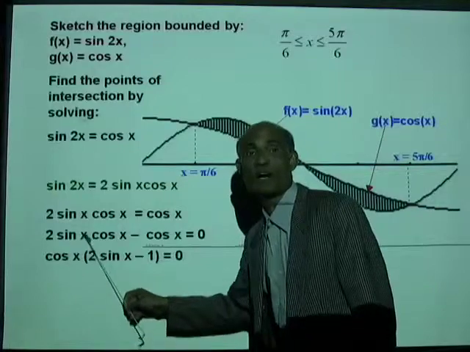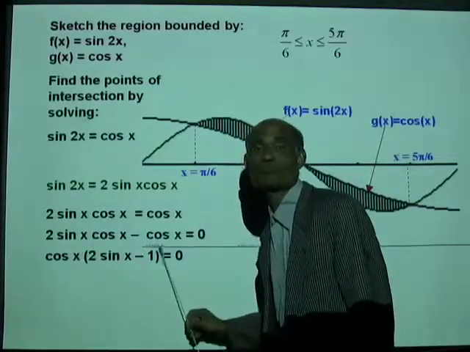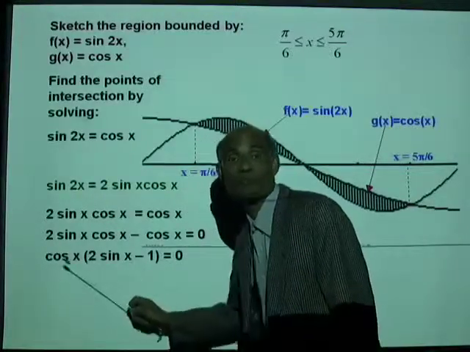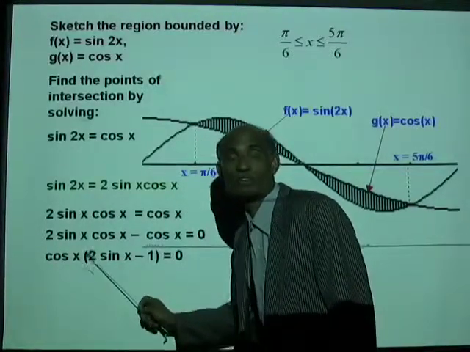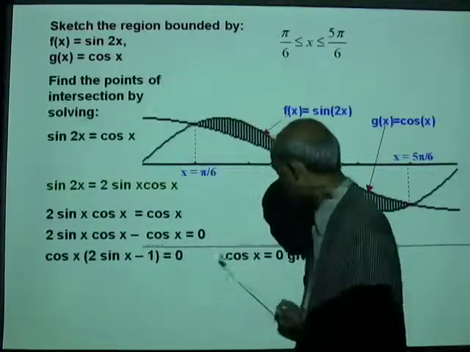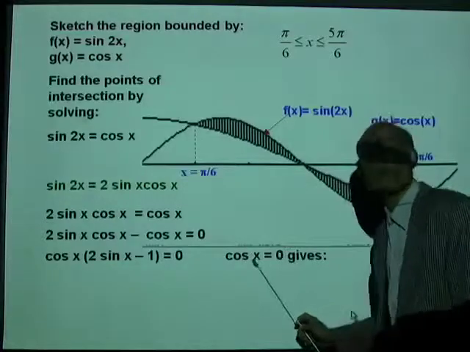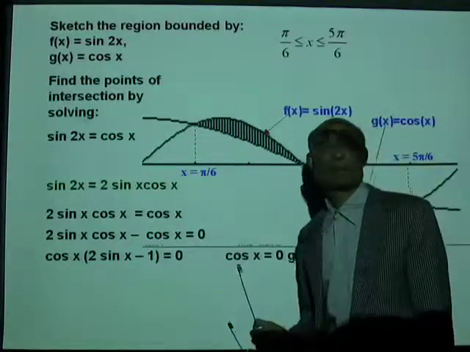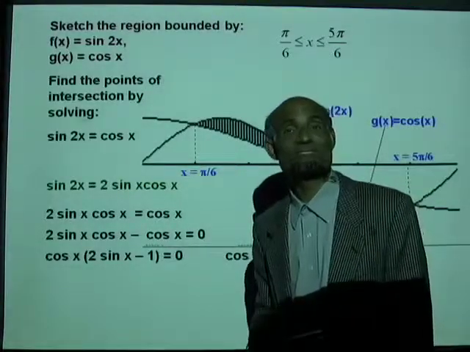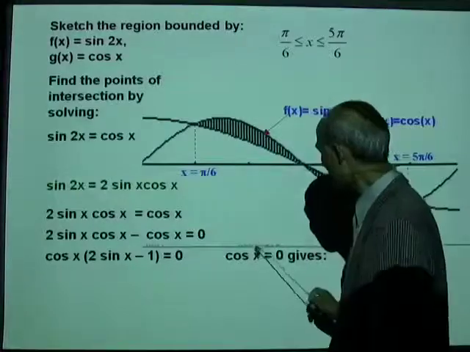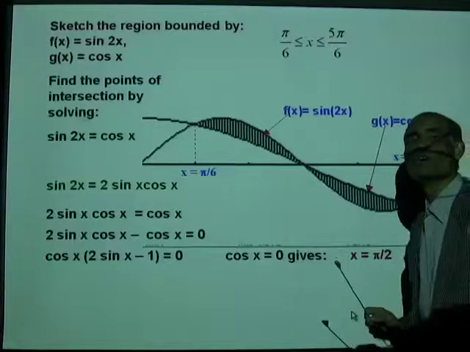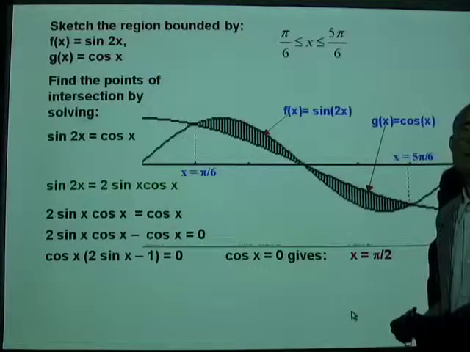It is cos x times 2 sine x minus 1 equal to 0. And now set each factor to 0. There are two factors. One is cos x. The other is 2 sine x minus 1. Alright, can you set cos x equal to 0 and tell me what are the values of x? Cos of pi by 2 equal to 0, isn't it? Yes. So that's the only value that is relevant for us. So cos x equal to 0 gives you x equal to pi by 2.